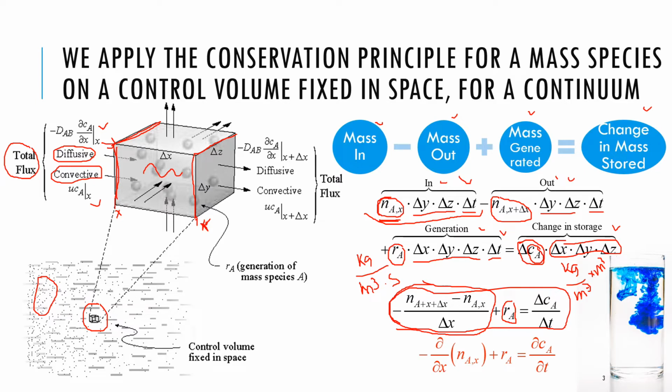Then we make delta X go to 0. So in the limit we get derivatives. It's a differential equation instead of the algebraic equation that this one is. So this is now a differential equation. The first term is del by del X of NAX, meaning the derivative of the flux, and then RA is the generation, and del Ca del T is for the change in storage.